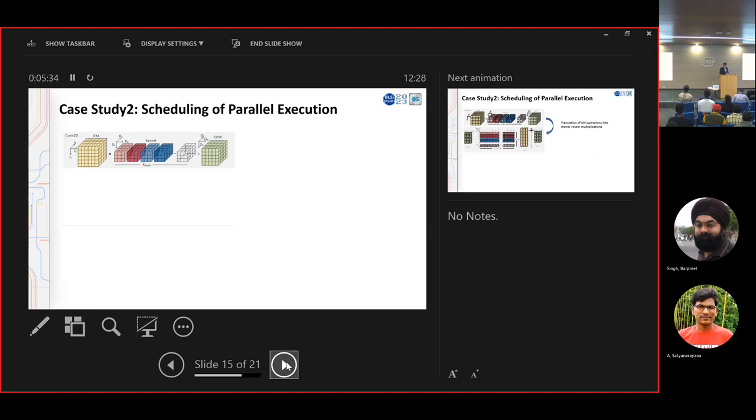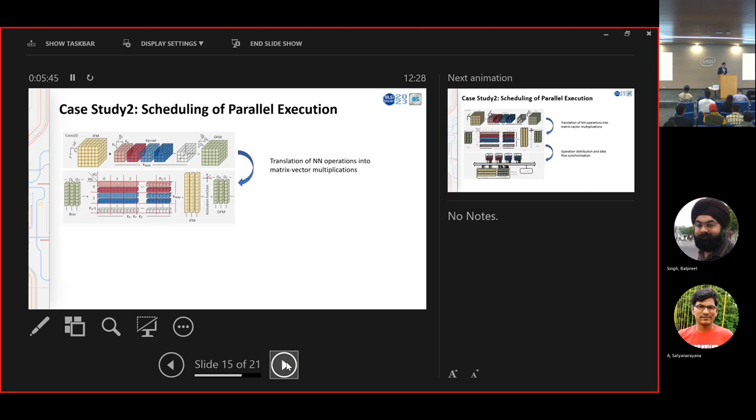So, scheduling of parallel execution. Essentially the problem here is: if you have this conv2d layer, which you saw at the beginning in the first presentation, how do we bring it towards ReRAM? What we first do is transform this into matrix vector multiplication, which is our first intermediate representation here. Then we have vertical and horizontal groups. That's just our naming strategy. But essentially, we can now map these different groups onto ReRAM cells.